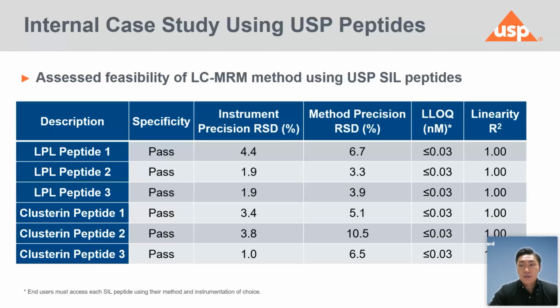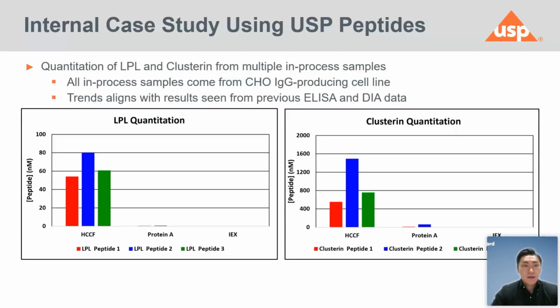And then we also measure the linearity of each of these cell label peptides. And then we have our R squared value of 1.0. And lastly, we used the cell label peptides to quantitate actual LPL and clustering from multiple in-process samples.